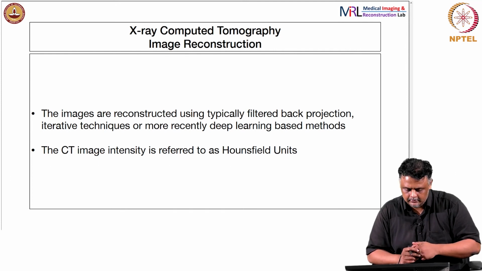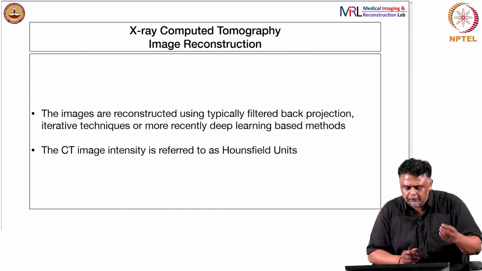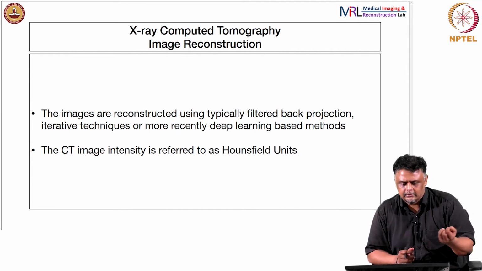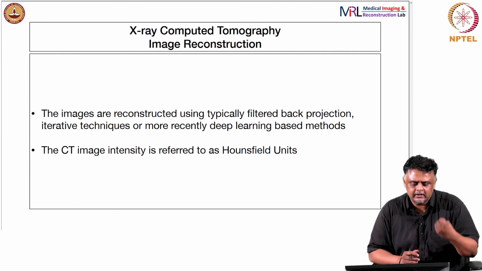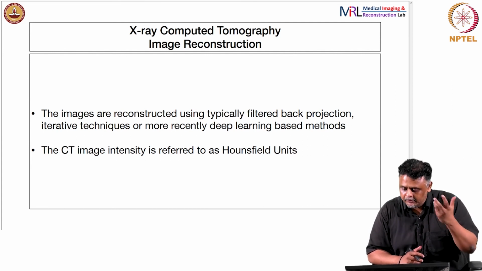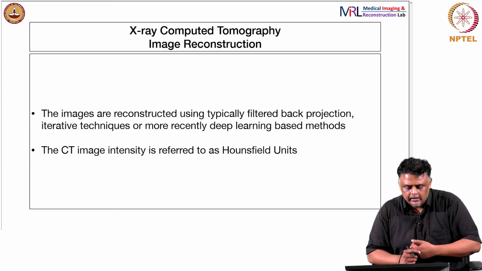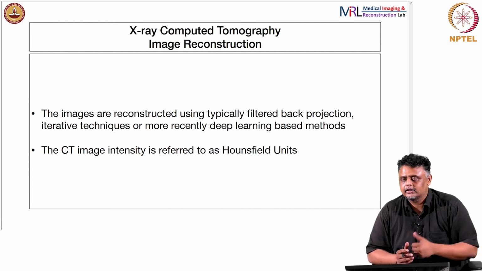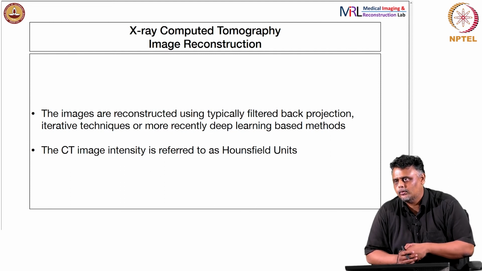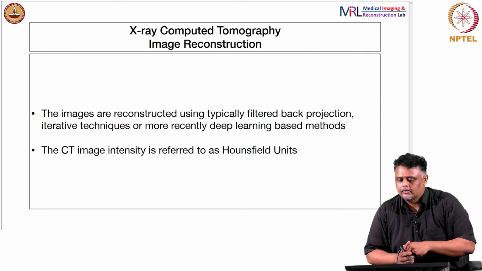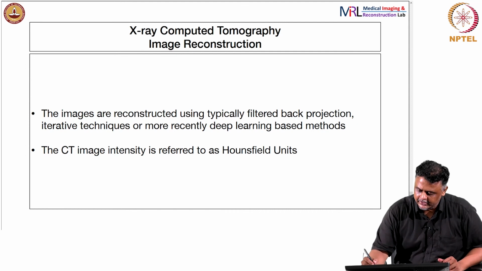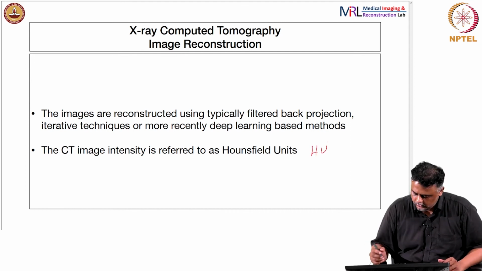They are typically reconstructed using filtered back projection, or there are many other techniques like iterative reconstruction techniques. There are some deep learning based techniques also. After reconstruction you get a CT image intensity, which is referred to as the Hounsfield unit, typically HU. Okay.